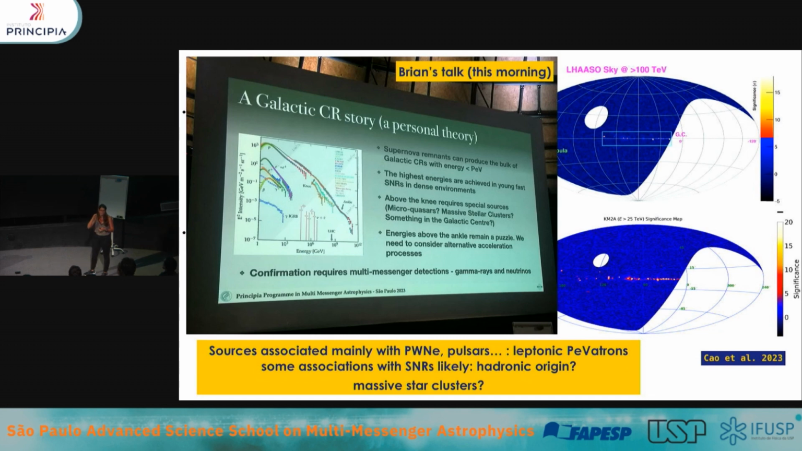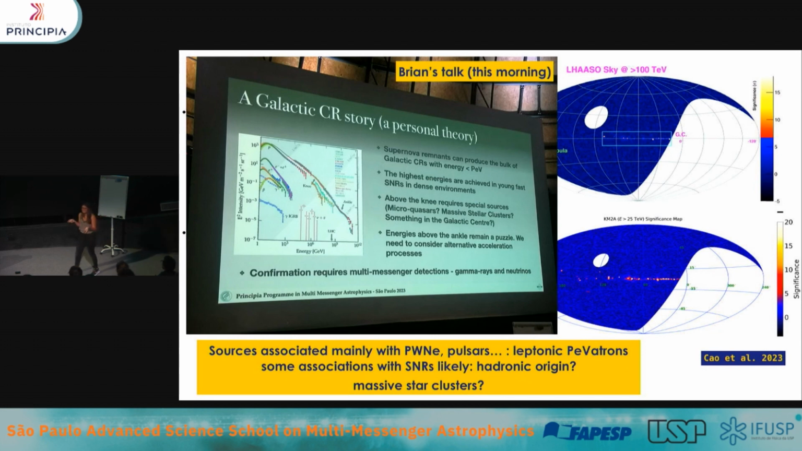I must say I read the paper real fast, but these associations to me were not so clear. I think we would need a little bit more time to see if these associations are real. There is one association to a massive star cluster, which is exactly connected to this source that I told you to remember. So, conclusion: we still don't know what's going on here.